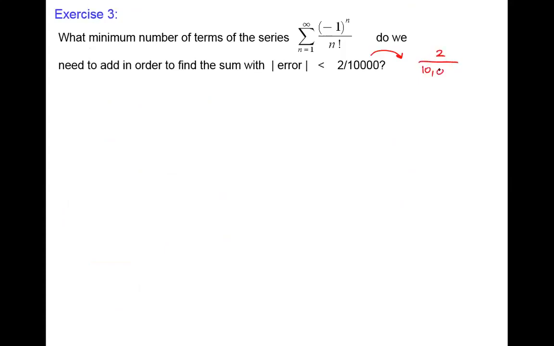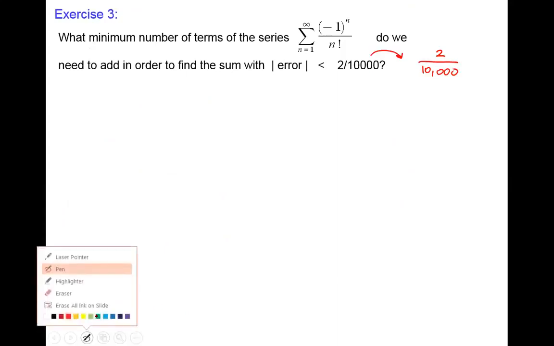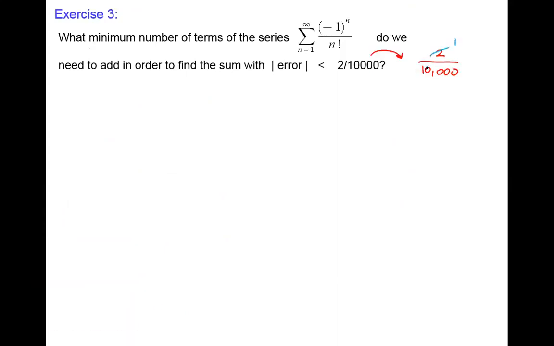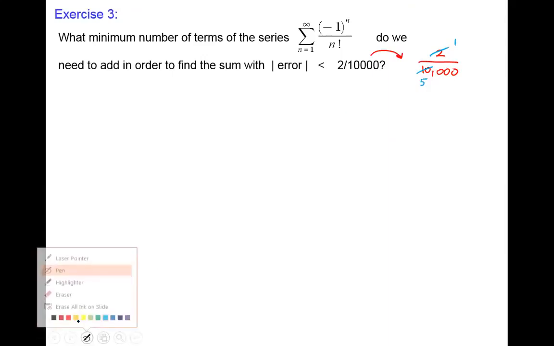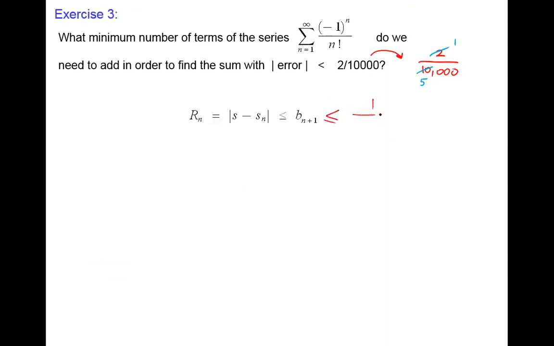2 over 10,000: I can simplify, 2 divided by 2 is 1, 10,000 divided by 2 is 5,000. That means I have my error less than or equal to 1 over 5,000. Okay, the same idea. This is my alternating series. The formula for b sub n is just 1 over n factorial. Positive, decreasing, limit 0, it's definitely convergent. The sum exists. That means it makes sense to even talk about this question, this accuracy.